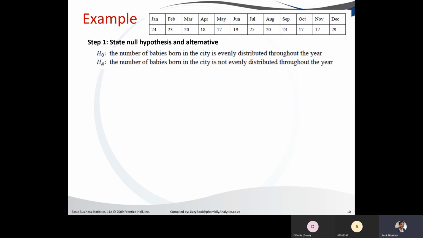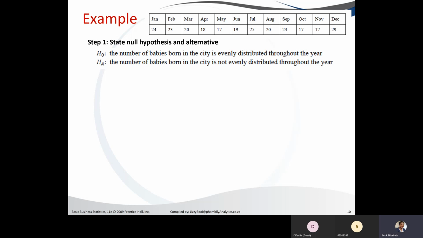Stating our null hypothesis, we will say the number of babies born in the city is evenly distributed throughout the year, or we can also say the number of babies born in the city fit the evenly distributed distribution throughout the year, something like that. The alternative will state that the number of babies born in a year is not evenly distributed throughout the year, and that is the alternative.